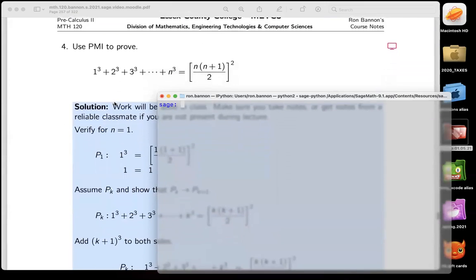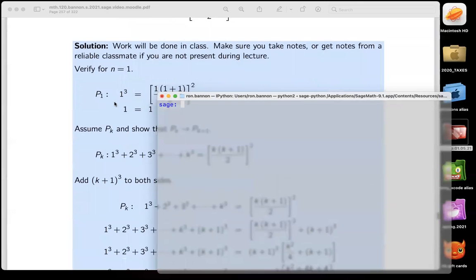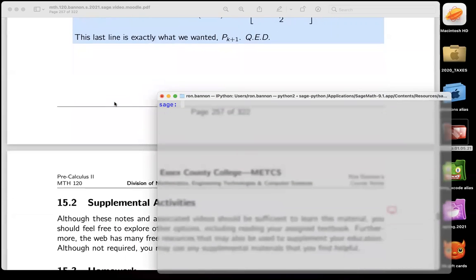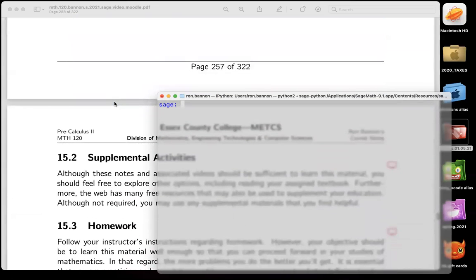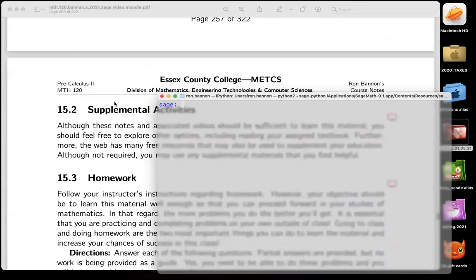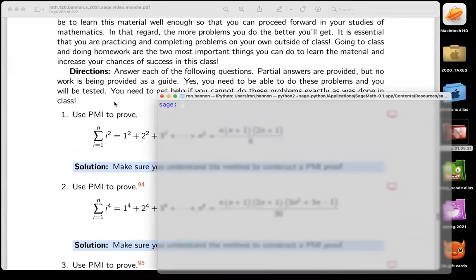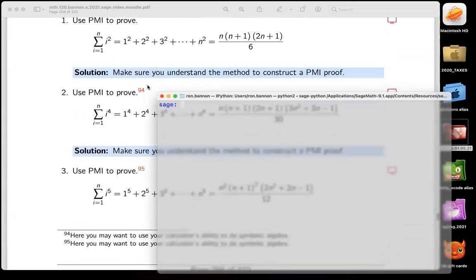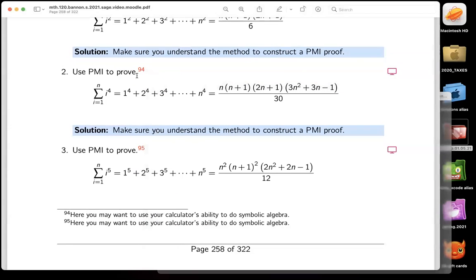So, the problems that we've done in class and lecture were really simple to do. You may not agree with that because you don't have the algebra skills for it, but if you have the basic algebra skills, it's really simple stuff. Now, when you look at the homework, number 1 is really simple to do. But when you look at number 2, and this is where some students really don't pay attention, notice there's a footnote over there where they say, here you may want to use your calculator's ability to do symbolic algebra.